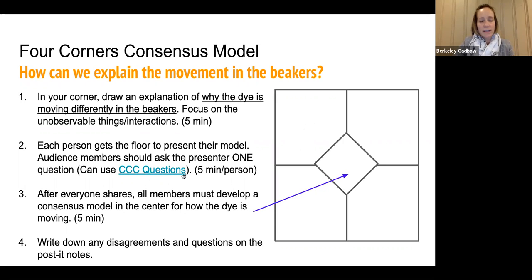There are some questions, again, if you're looking for more structure in these conversations, that you can provide for students to ask each other and require them to ask a question of one another. And then most importantly, after individuals have had a chance to share, everybody agrees on, they have to develop a consensus model. And so that's one where maybe one thing that's represented on every single corner or in everyone's model would be agreed on, and then they would put that in the middle, in their middle diagram together.